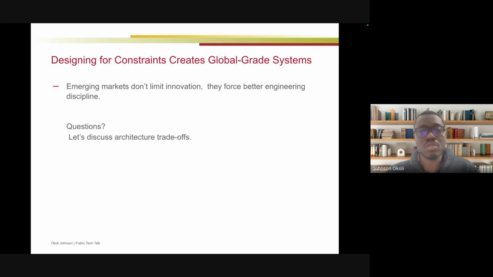So emerging markets don't limit innovation. They just force engineers to be more disciplined in making decisions, in making choices that would go further to affect the users in the end. We can discuss the trade-offs on all these architectures.